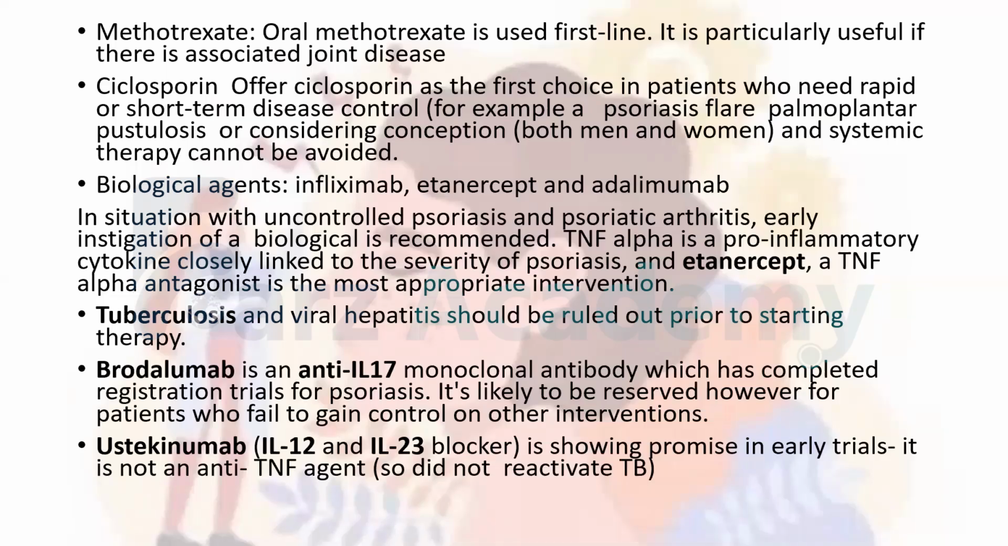Okay. Before using any biological agent, it is important to check if the patient is immunosuppressed and is having any other kinds of infection. For example, it is important to screen for tuberculosis and viral hepatitis. Okay. And among the biological agents, etanercept and infliximab are commonly used. So anti-TNF alpha agent etanercept is the most appropriate first line agent. Okay, there are newer agents like brodalumab and ustekinumab. They are anti-IL-17 monoclonal antibody and interleukin 12 and 23 blocker.